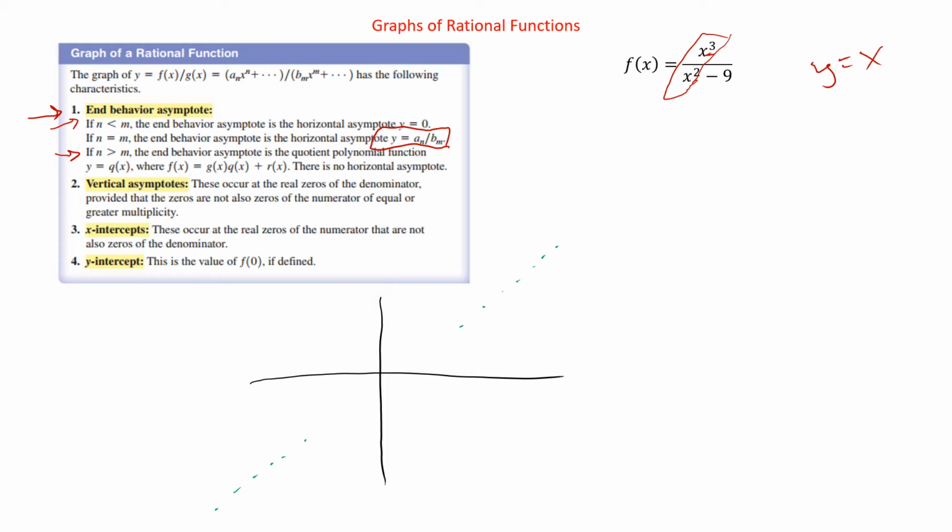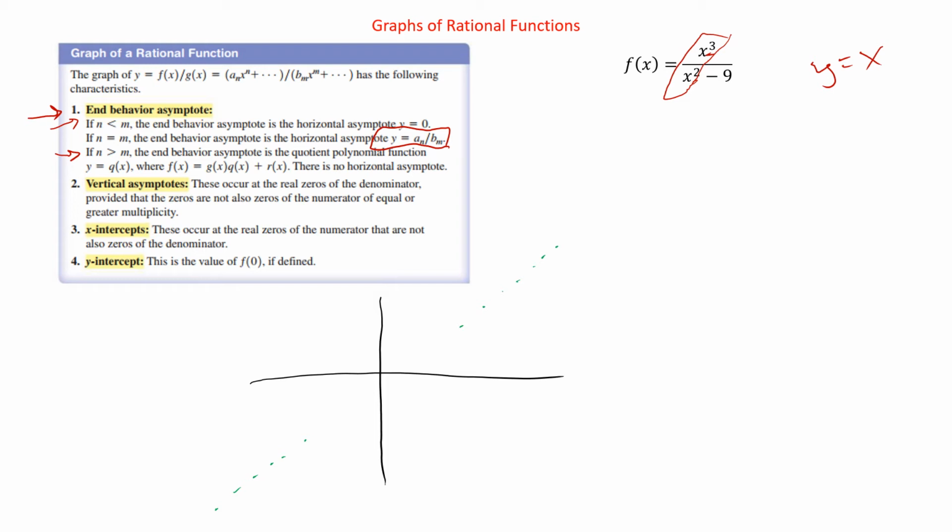So if we take this graph, when we get it graphed, and we zoom it out really far, it's going to look like the line y equals x with some funky jazz in the middle. So that's our end behavior there.